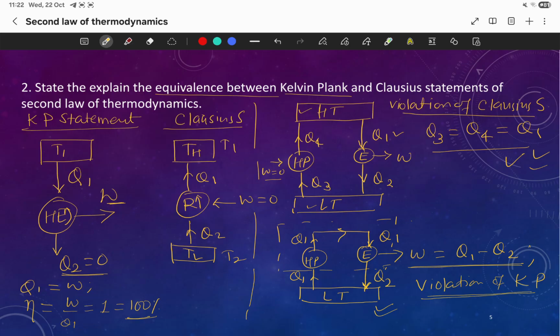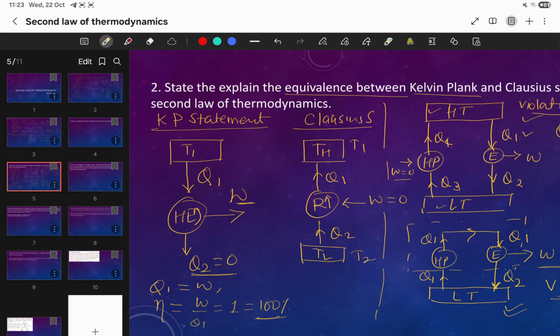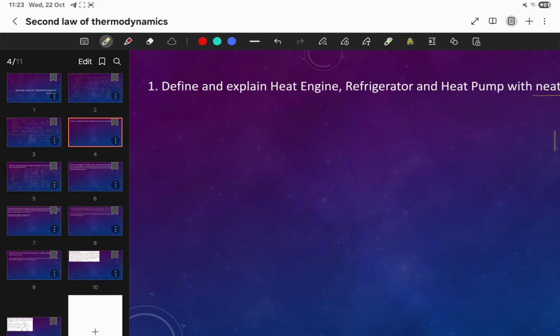The vice versa is also true. Here we initially took that if this cycle is violating the Clausius statement, we get a violation of Kelvin-Planck, and similarly, vice versa, if a cycle violates the Kelvin-Planck statement, it will violate the Clausius statement. So let's explore the next part.